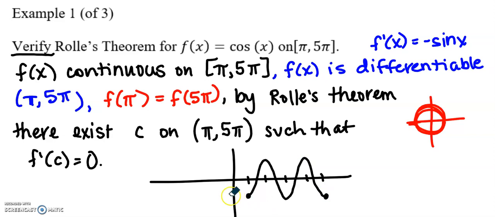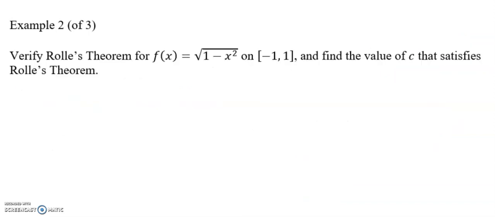So because the secant line slope is equal to 0, there will be at least one tangent slope that's equal to 0, which in this case would end up happening at 2 pi, 3 pi, and 4 pi if we needed to actually find the C value. Here it said just verify. But this one says to verify and find the values of C. So the first thing is we need to figure out what this graph looks like.